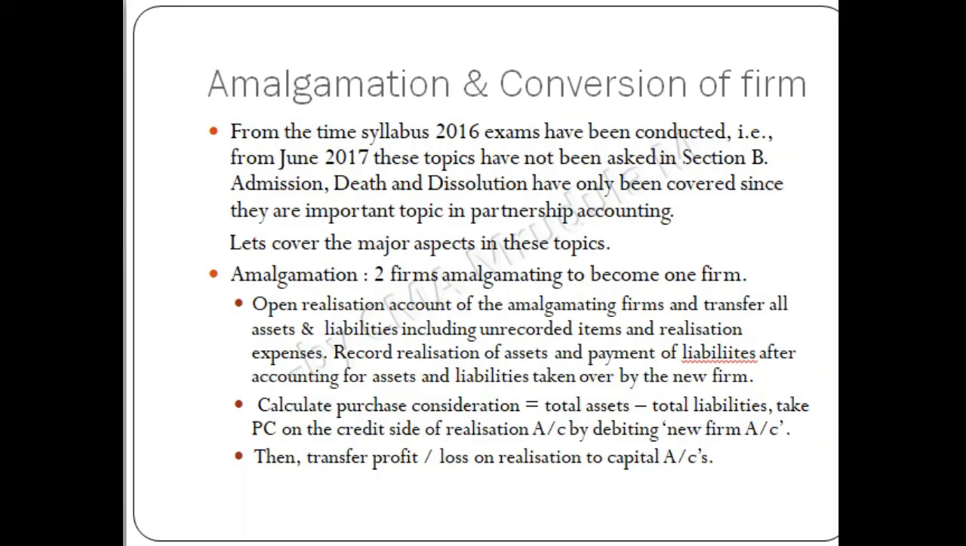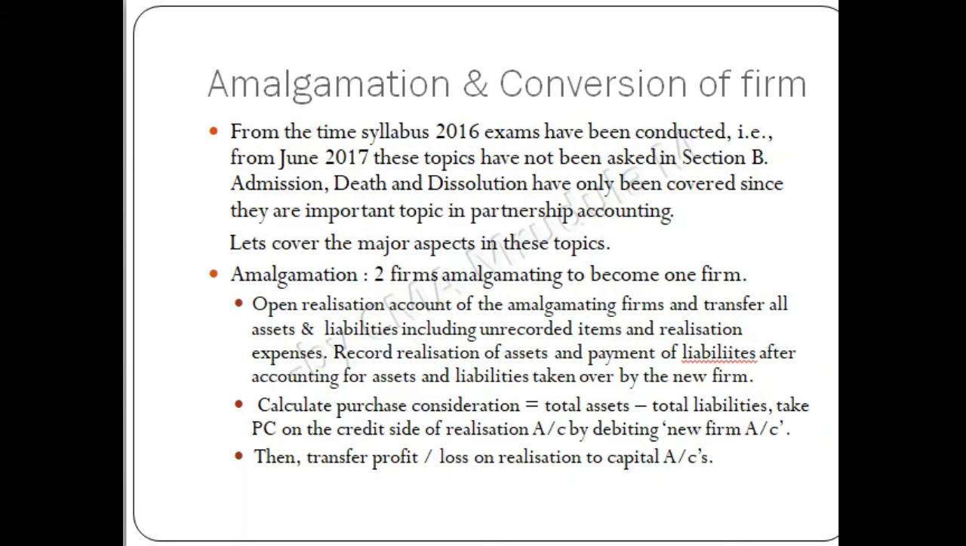Now, what does amalgamation mean? Two firms are coming together to become one firm. Okay, that is, two firms are amalgamating to become one firm. In such cases, we have to open a realization account of the firms that is getting shut down. Similar fashion, transfer all the assets and liabilities, settle the liabilities, sell the assets. All unrecorded items are also to be brought into the realization account, reserves and surplus and debit balance of profit and loss account as well.